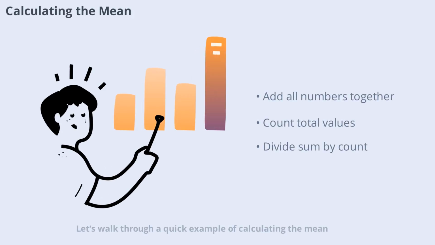Let's walk through a quick example of calculating the mean. Imagine you have 5 numbers: 2, 4, 6, 8, and 10. First, add them together. 2 plus 4 plus 6 plus 8 plus 10 equals 30. Next, count how many numbers there are, which is 5. Finally, divide the total sum by the number of values. 30 divided by 5 equals 6, so the mean of this data set is 6. This simple calculation is widely used in everyday life, from finding average grades to determining average expenses.